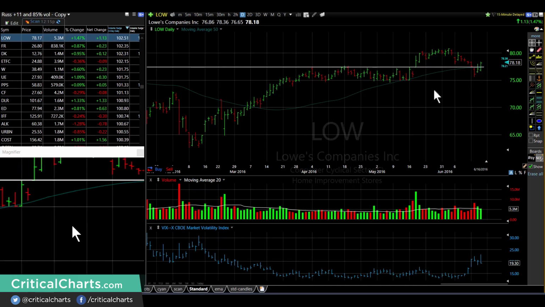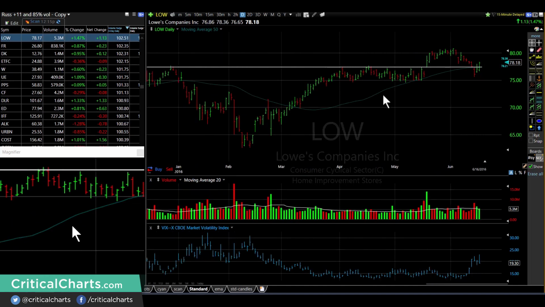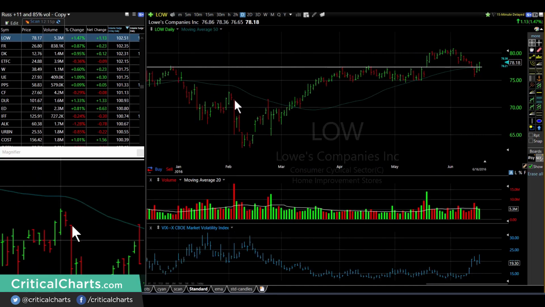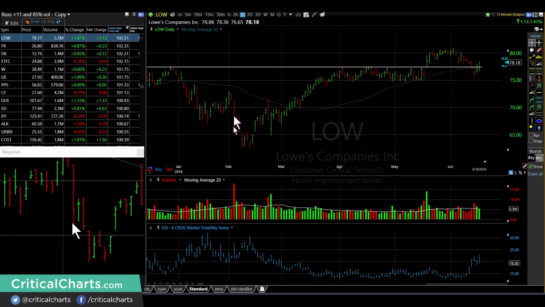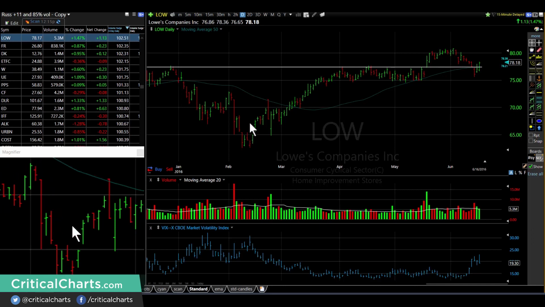Remember, the VIX is related to volatility, not direction. Volatility is the price spread between the open and the close. The larger the price spread, the more volatile things get. The more whipping around you get, the higher the VIX.